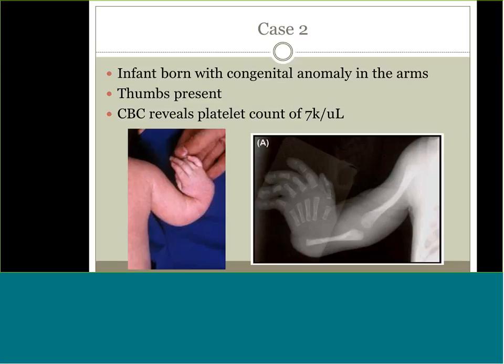So thrombocytopenia absent radii syndrome, the classic finding in this that you will see on your prenatal ultrasound is the usually absent radius, bilaterally, lower limbs are unaffected, sometimes you'll have a shortened humerus, and the presence of thumbs. In Fanconi's anemia, you can also have absent radii, but they typically also have an absent thumb. So that's how we distinguish those.